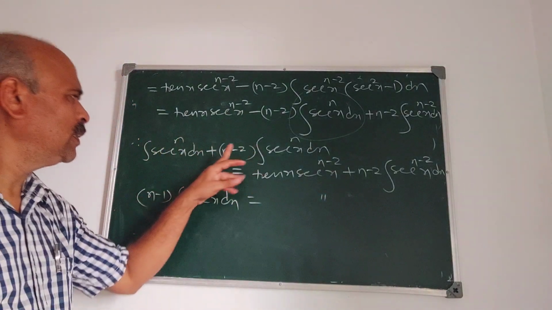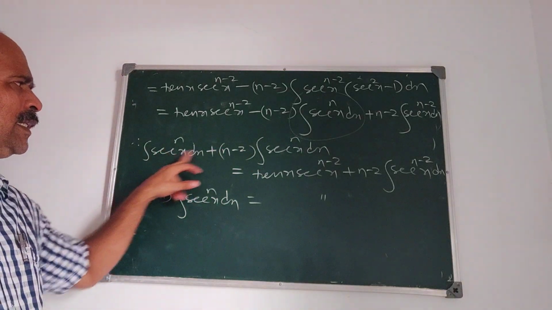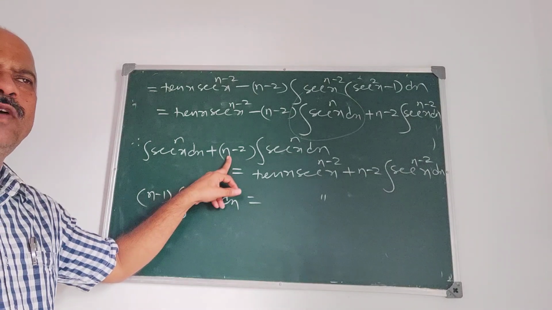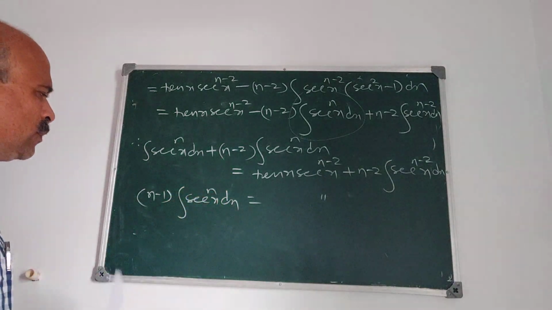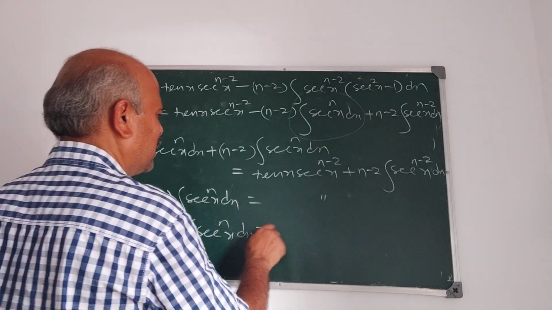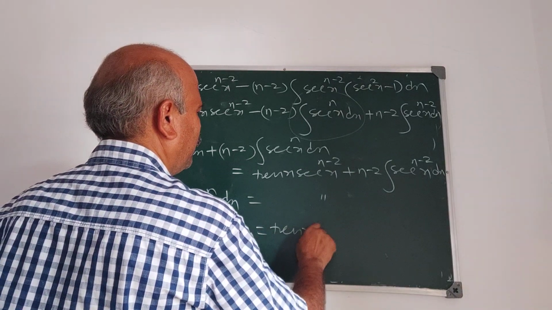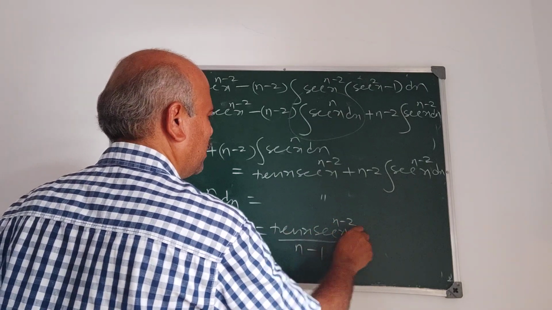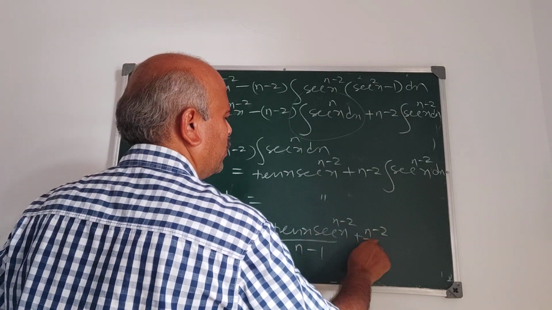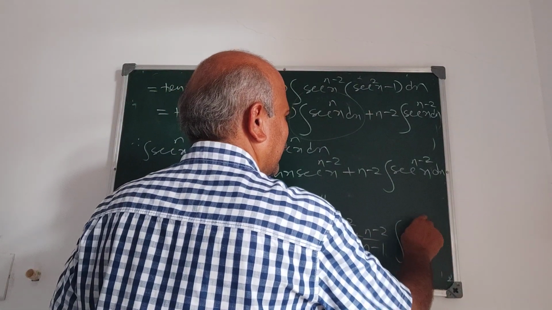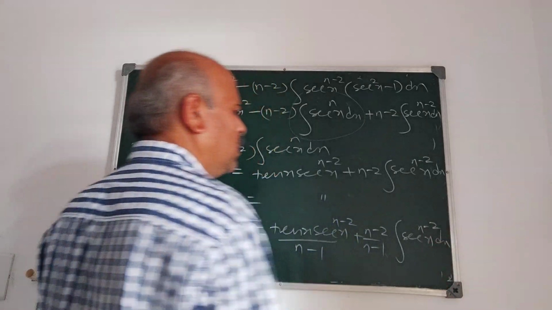How to simplify this? How to add sec x raised to n common? 1 plus n minus 2. What is 1 plus n minus 2? N minus 1. Therefore integral sec x raised to n with respect to x is tan x sec x raised to n minus 2 upon n minus 1 plus n minus 2 by n minus 1 integral sec x raised to n minus 2 with respect to x.